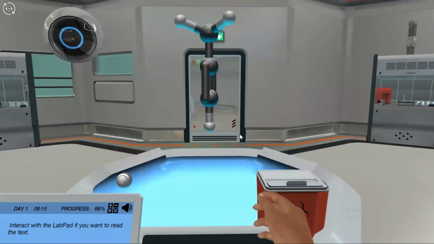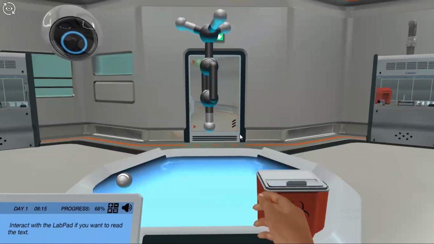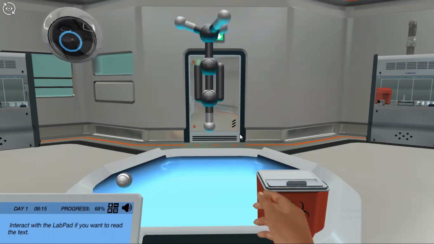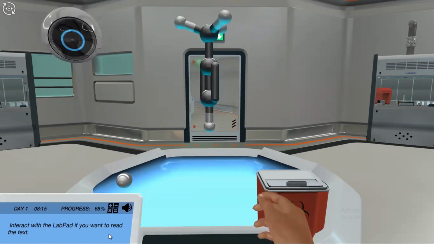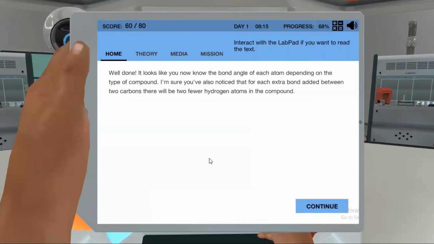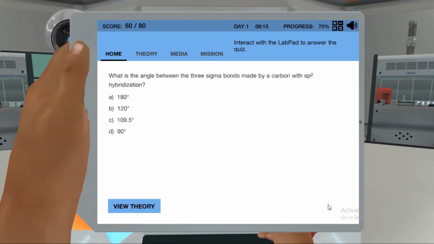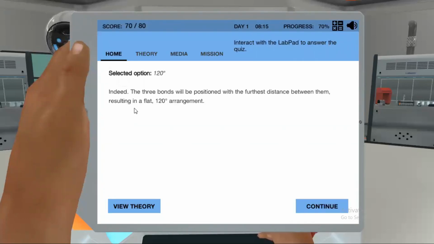Well done. It looks like you now know the bond angle of each atom depending on the type of compound. I'm sure you also noticed that for each extra bond added between 2 carbons there will be 2 fewer hydrogen atoms in the compound. What is the angle between the 3 sigma bonds made by a carbon with sp2 hybridization? Indeed, the 3 bonds will be positioned with the furthest distance between them, resulting in a flat, 120 degrees arrangement.